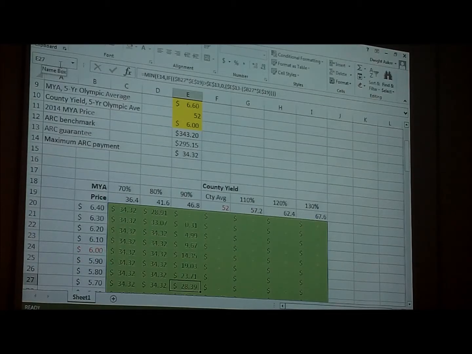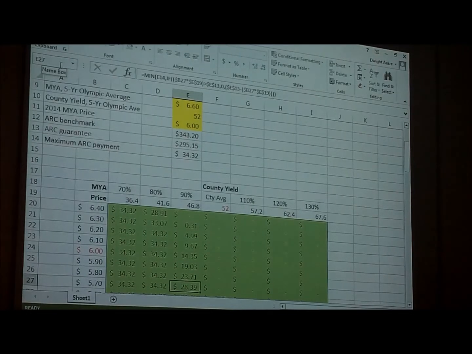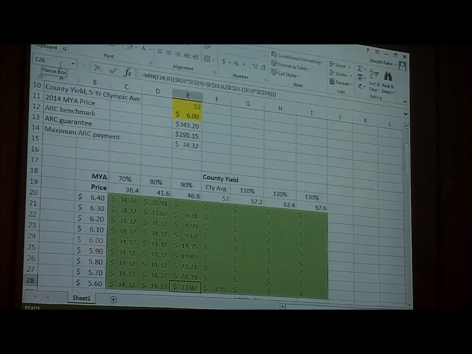In the middle, I put it in red. The 52 bushel yield gets pulled out into the middle on the top. And then I graduated yields up in 10% increments and down in 10% increments, and the price up in 10-cent increments up to $6.40 and down to $5.60, I think, at the bottom. And then it'll simply calculate the payment under those alternative yields and prices.